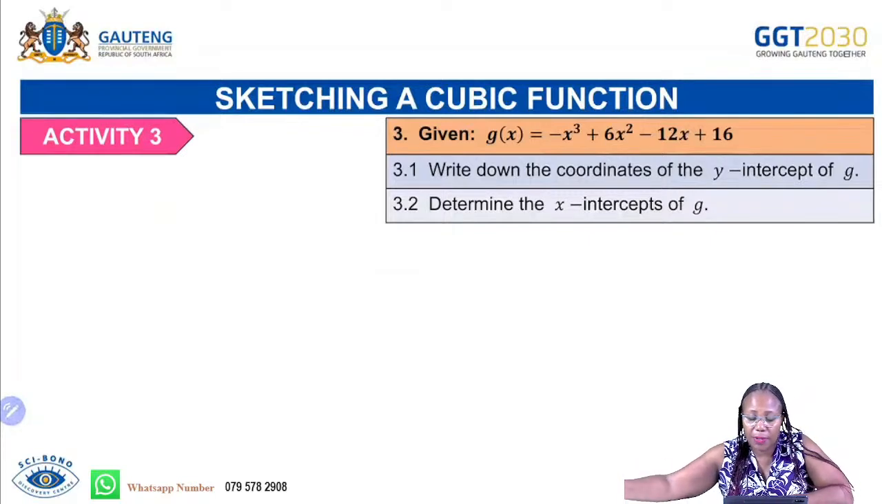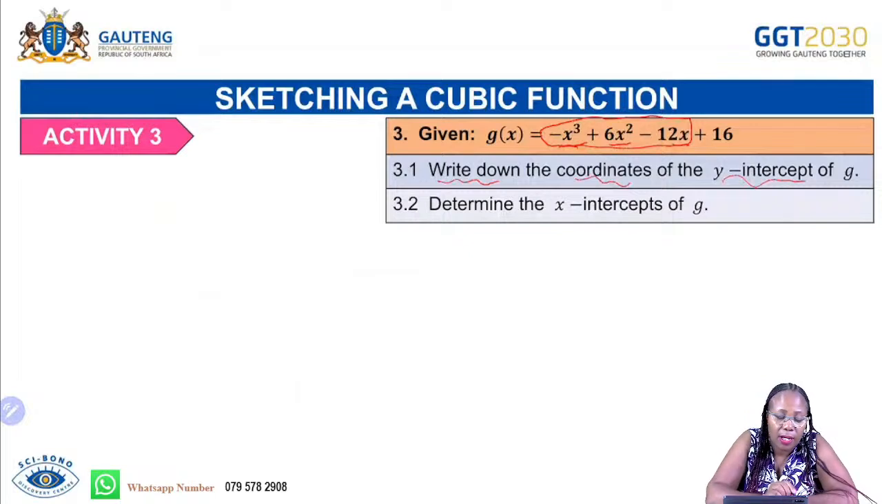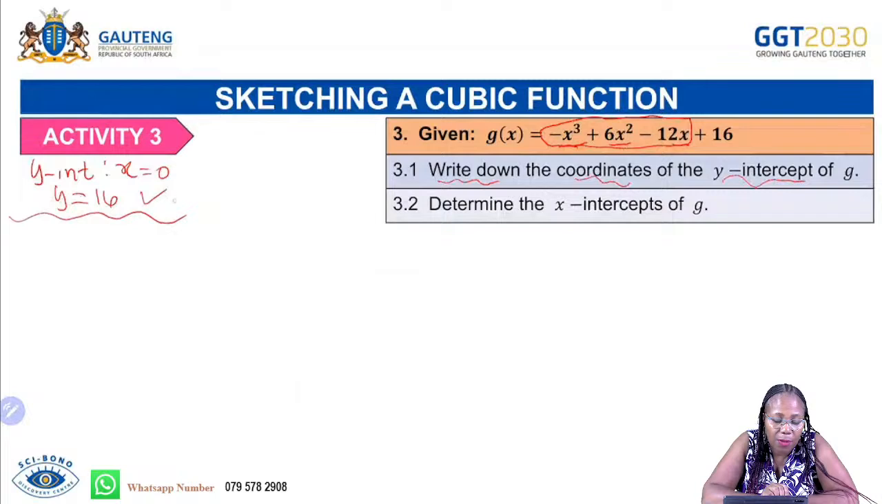Moving to another type, now notation. We are given g of x equals minus x cubed plus 6x squared minus 12x plus 16 as our g of x function. Number 1, you need to write down the coordinates of the y-intercept. Remember, you let x equal to 0. What will be left? If you let x be 0, everything else will be 0 and you will only be left with 16. That means your y-intercept, when x is 0, y will be equal to 16. That is 3.1, so you have 1 mark for that.